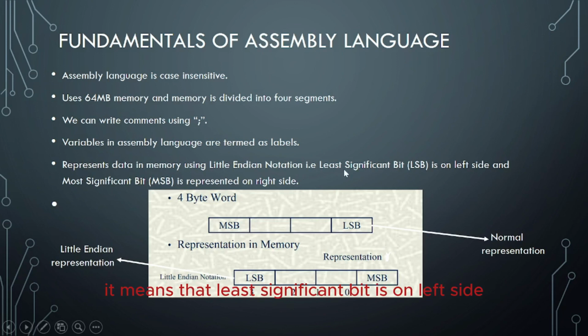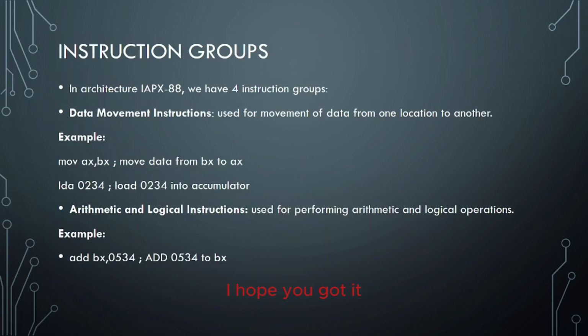What is it? It means that the least significant bit is on the left side and the most significant bit is represented on the right side. We can see from the diagram, normal representation in memory is that the most significant bit is on the left side and the least significant bit is on the right side. While in little endian representation, the least significant bit is on the left side and the most significant bit is on the right side. I hope you got it.